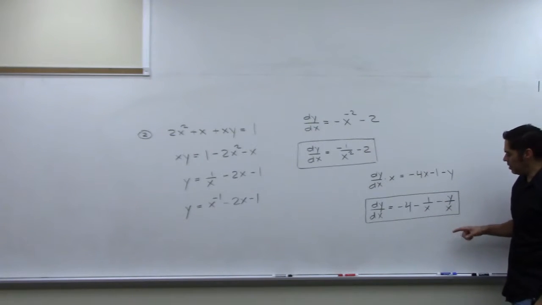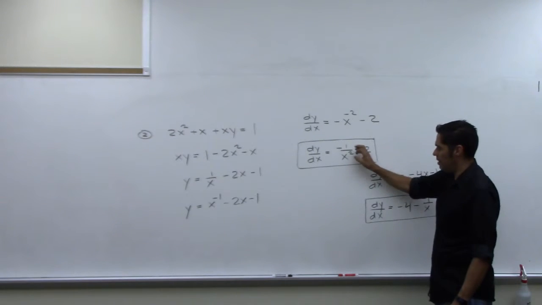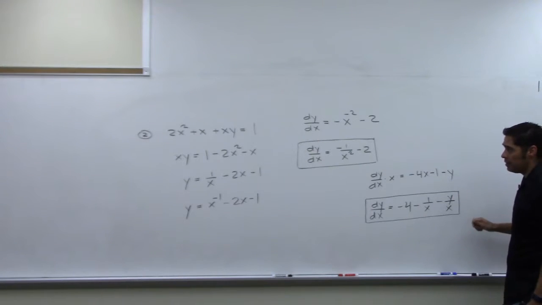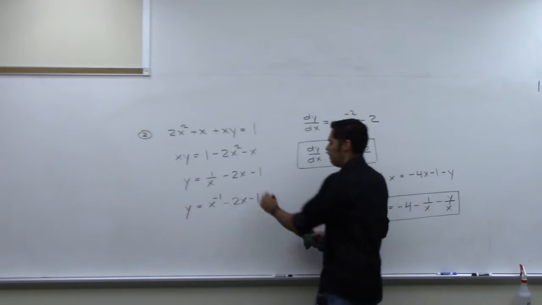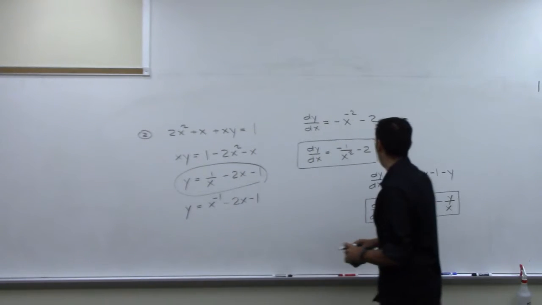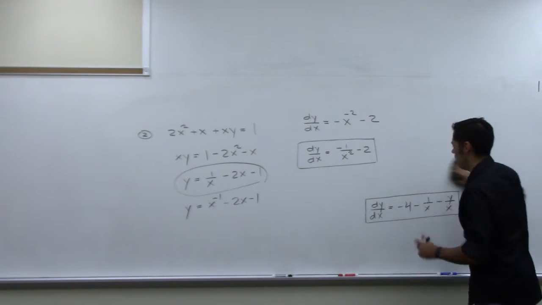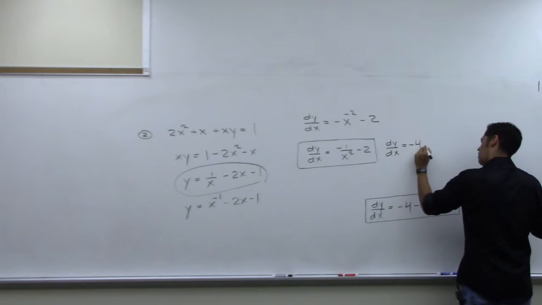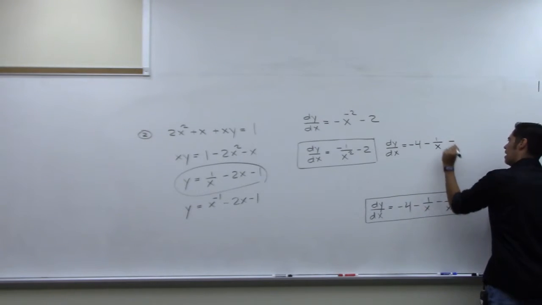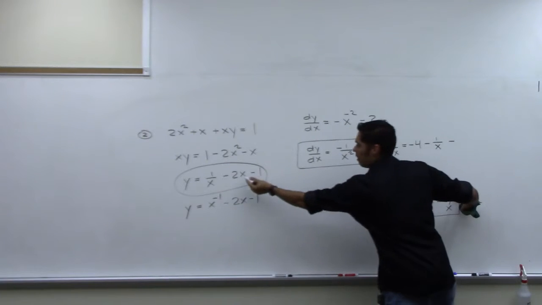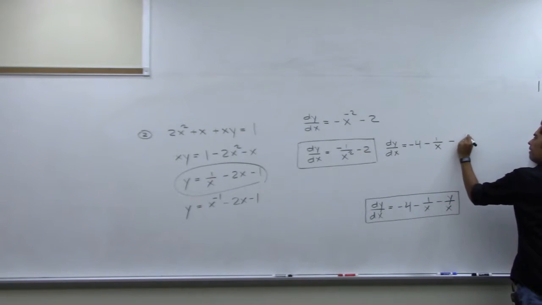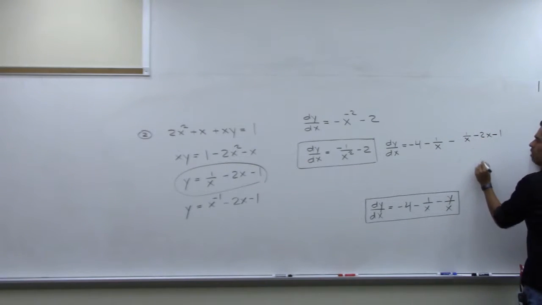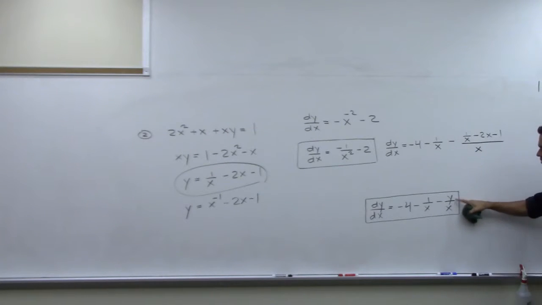So what they're saying in part C is, hey, this one just has x's in it, right? This one has x's and y's. So let's go back and replace that y with whatever it is. And I had solved for y right here. So I'm just, part C, I'm verifying. I'm going to rewrite this equation right up here. dy/dx equals negative 4 minus 1 over x minus now y, which is this right here. So I'm going to write 1 over x minus 2x minus 1, that's y, over x. Okay, so y over x.